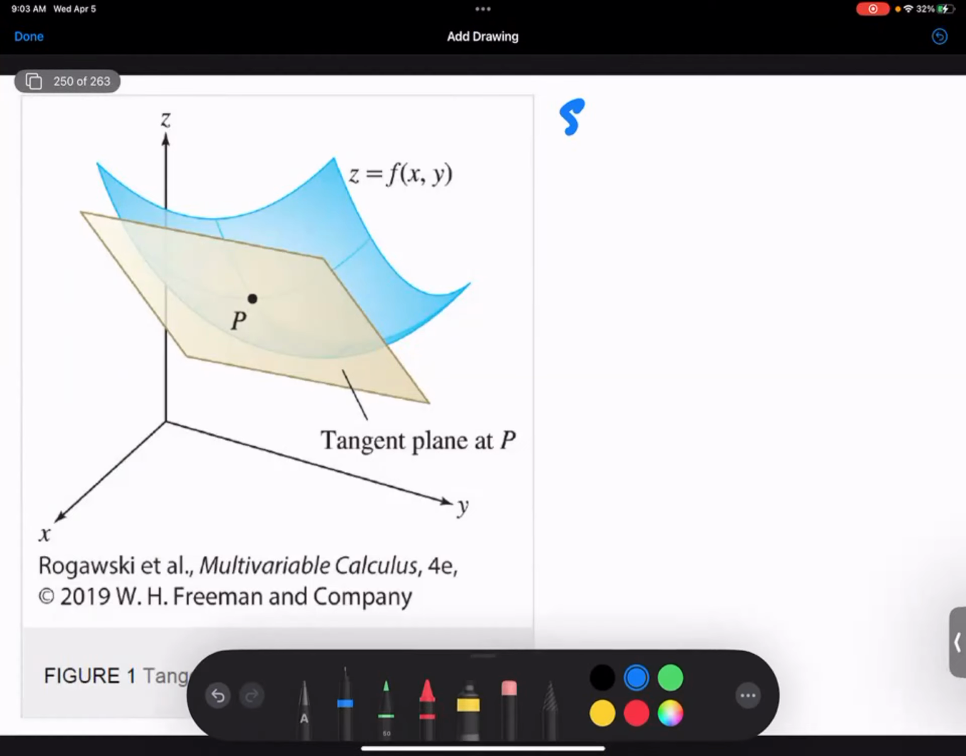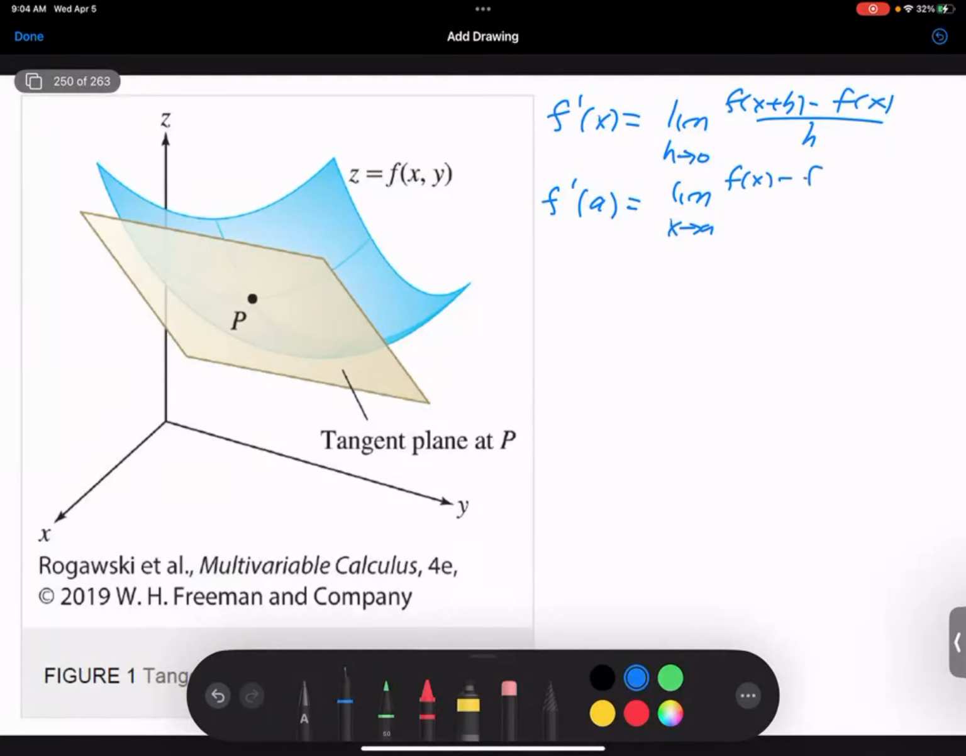Again, what were the three different definitions? I have to always change the font size. The first one: f prime of x was the limit as h goes to 0 of f of x plus h minus f of x over h. Then we could say f prime at some point a was the limit as x goes to a of f of x minus f of a over x minus a.